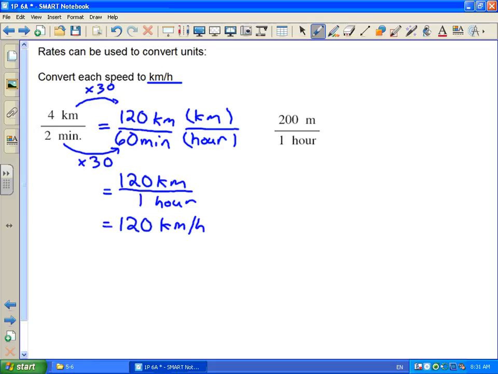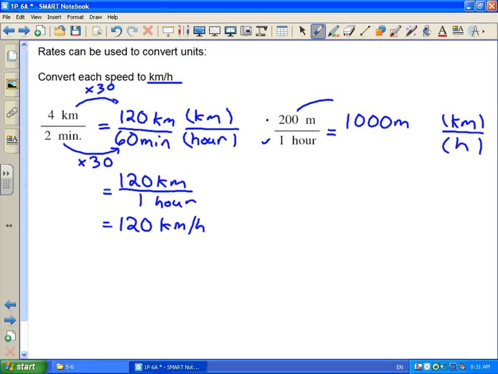So let's take a look at the next one here. We have 200 meters in 1 hour. What we want, of course, is kilometers per hour. That's what we want to get to. So the bottom is okay. We've got hours on the bottom, but we have meters on the top. So it's that meters that we want to change into something. So let's see. We want to get that meters into kilometers. So if 1 kilometer is 1,000 meters.